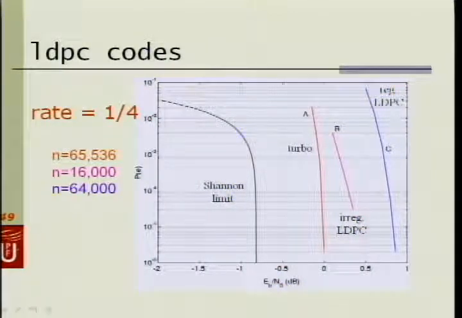But we can compare the performance of this with the Shannon limit, corresponding to the same rate, 0.25, and we see that we are very close to the Shannon limit, at around 1 point something dB. And we see that the block lengths, the blue and the magenta, are 16,000 and 64,000. So this is the order of magnitude of the block length that we need in order to have a good performance for this code.